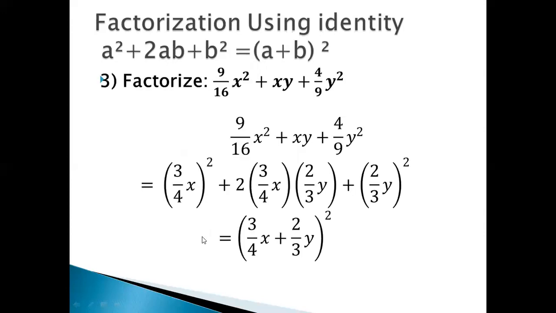Now see another example which has fractions in the algebraic expression. We have 9 over 16 x square plus xy plus 4 over 9 y square. Again, we have to see the perfect squares. Perfect squares are 9 over 16 x square and 4 over 9 y square. So 9 over 16 x square can be written as 3 over 4x whole square, and 4 over 9 y square can be written as 2 over 3y whole square.